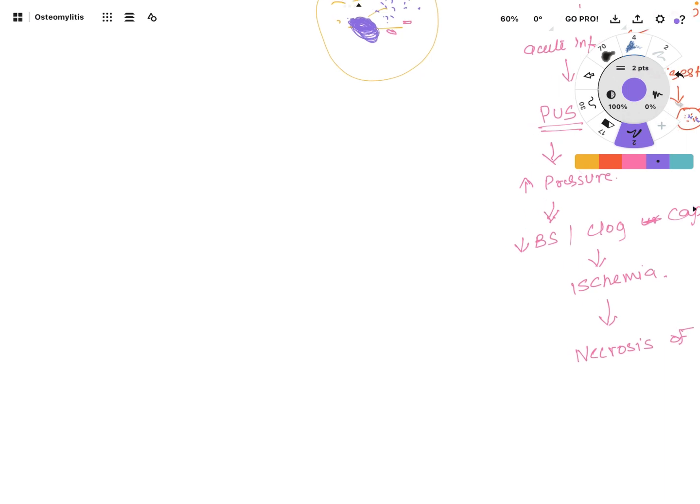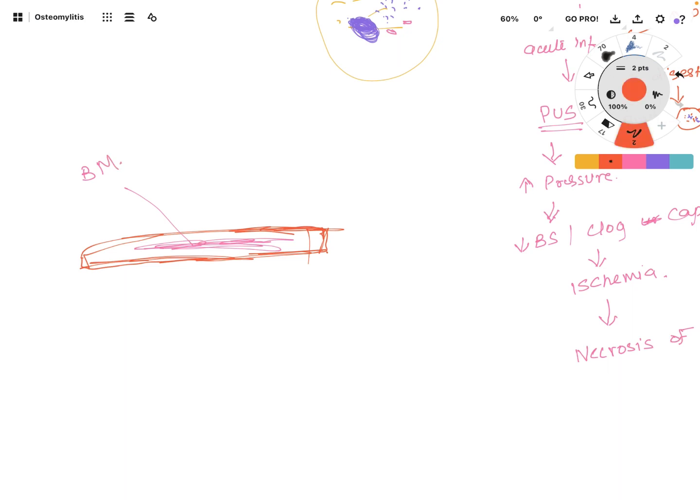So see, if we read the anatomy of the bone, this is our bone, correct? Within this bone, there is a part which is known as the cortex. This part is your cortex, and inside the cortex you have your medullary component, basically your bone marrow. This is your bone marrow. This part is the cortex of your bone.